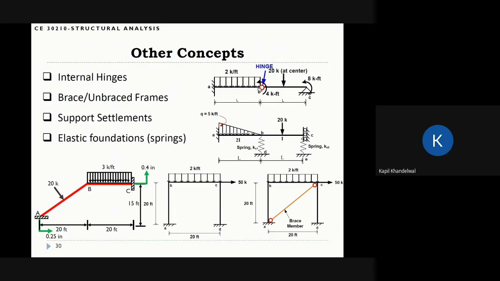So the rotation at the right of the hinge is independent of the rotation at the left of the hinge. Both sides can rotate independently. That is the meaning of the hinge. So a hinge is easy to consider. You just have to add an additional degree of freedom and consider it as a separate degree of freedom, and then you're good. So whenever there's a hinge, make sure to increase the degrees of freedom in the structure. And then we also considered the idea of unbraced and braced frames, and we talked about that.